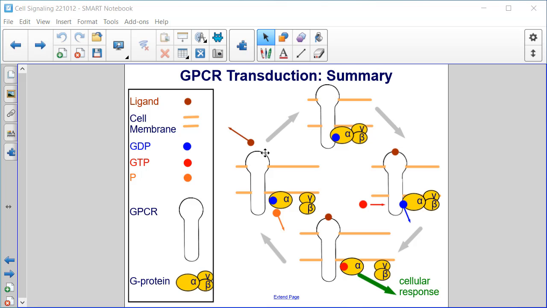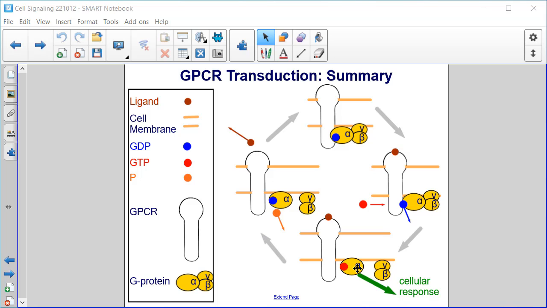So we can start with an inactive GPCR with a G protein. The ligand binds, which changes the shape or the conformation here, which displaces the GDP, allowing GTP to bind to the alpha subunit, which then separates from its gamma and beta, generating a cellular response.